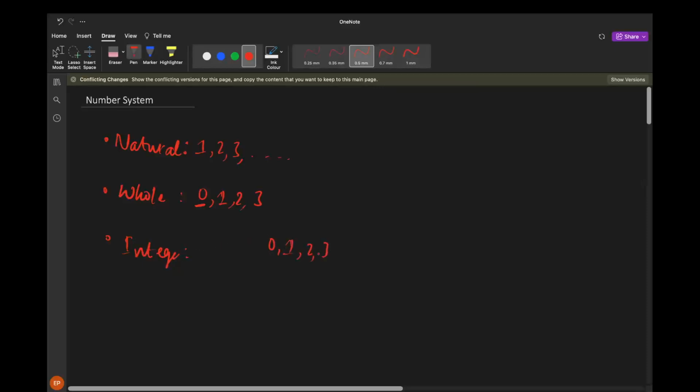1, 2, 3. These are whole numbers, right? Up to infinity. And if you add negative numbers, minus 1, minus 2, minus 3, and so on up to minus infinity. These are integers.